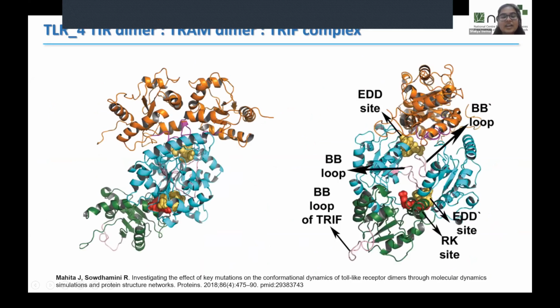So why does this modeling become important? Because suppose this is the TIR domain, and then it interacts with the blue region, which is a TRAM dimer. And then this green region represents the TRIF protein. So this is one of the big complexes of TLR4 intracellular protein signaling. Through the models, we can understand what the important sites involved in the functioning are, say the BB loop of the TRAM TIR dimer, the BB loop of the TLR4 TIR dimer, and the BB loop of TRIF, and how these are playing key roles, and also some of the key residues which are there, and how these will help in the complex formation.